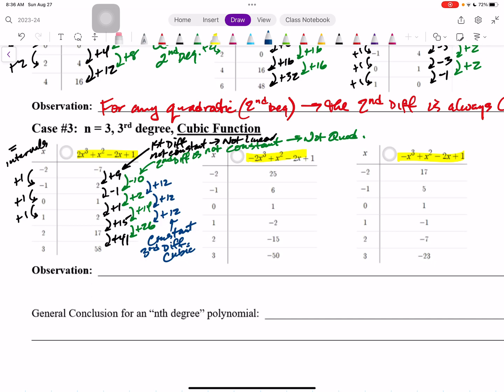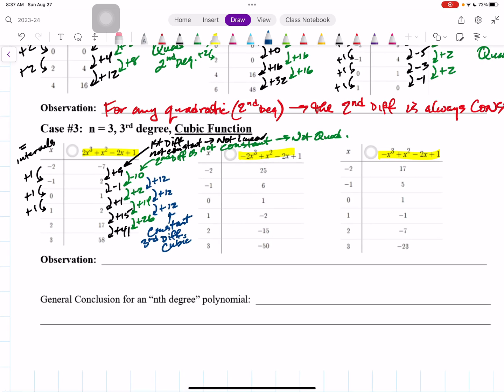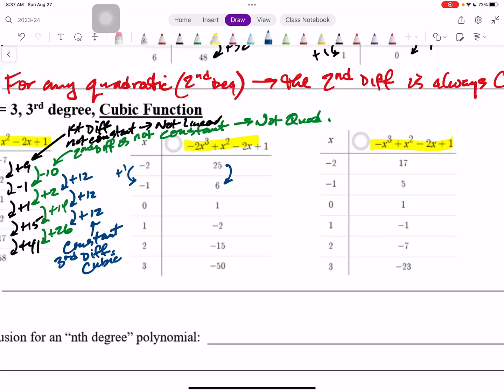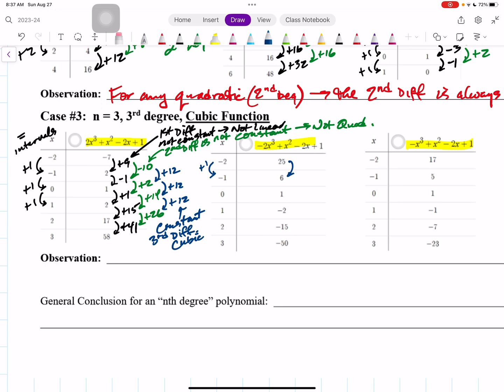Now, is that true for all cubics? Well, let's try 2 more and see what happens, to get an idea. So on the left are equal intervals. I'm looking at the second table now. And again, from negative 2 to negative 1 is a plus 1, and obviously from 0 to 1 is 1, 1 to 2 is 1, 2 to 3 is 1. So we have equal intervals on the left. On the right, what's going on? So from 25 to 6 is a minus 19 because we're decreasing here. From 6 to 1 is a minus 5. From 1 to negative 2 is a minus 3.